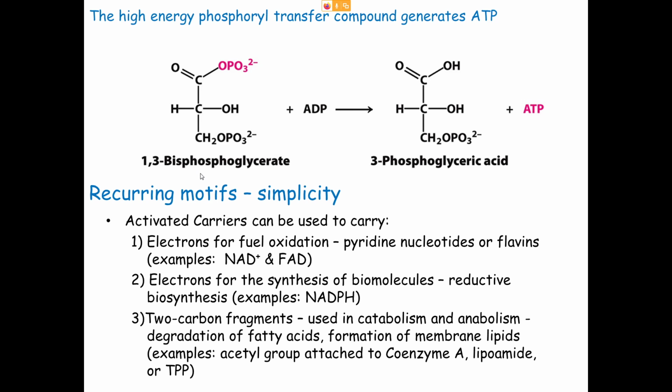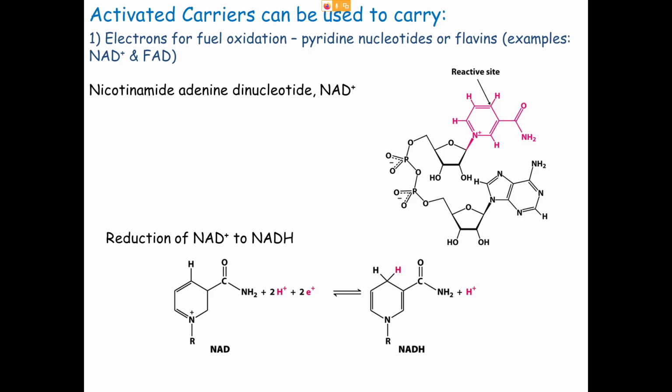And then we also need to carry some carbons around, right? So I need a molecule that can carry carbons, and we'll see a few examples. We already talked about CoA, coenzyme A, and there's two others called lipoamide and thiamine pyrophosphate, or TPP. They're also going to carry carbons around for me, right? And we'll get to those when we get to our pyruvate dehydrogenase complex. Okay. So let's look at some of those molecules.